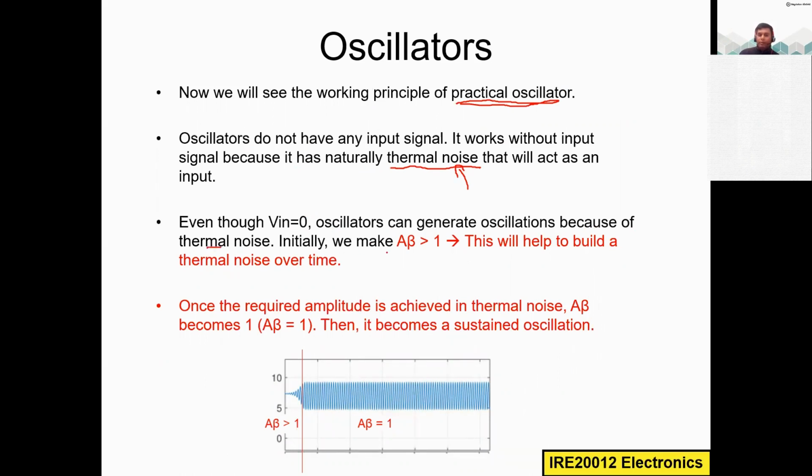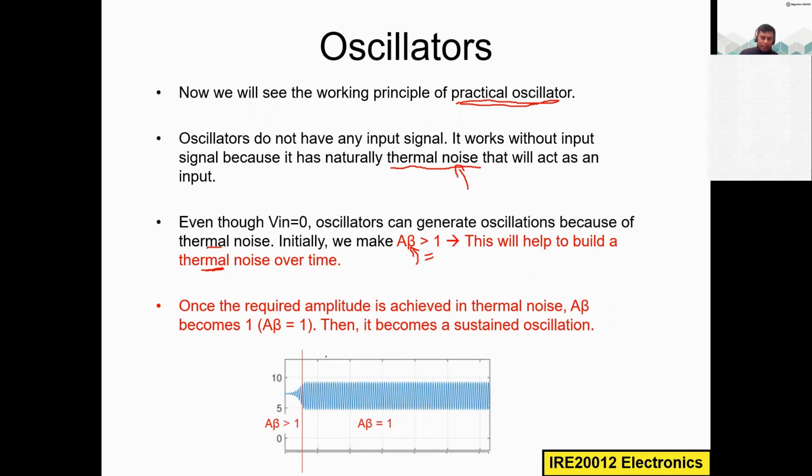Okay, so initially we make A beta greater than 1. This will help to build up the thermal noise over time. So initially we make this loop gain greater than 1 until we develop the thermal noise to a certain level. After the thermal noise reaches a certain level, we make A beta equal to 1. That is the Barkhausen criterion. So that's what is mentioned here. Once the required amplitude is achieved, A beta becomes 1. Then it becomes a sustained oscillation.